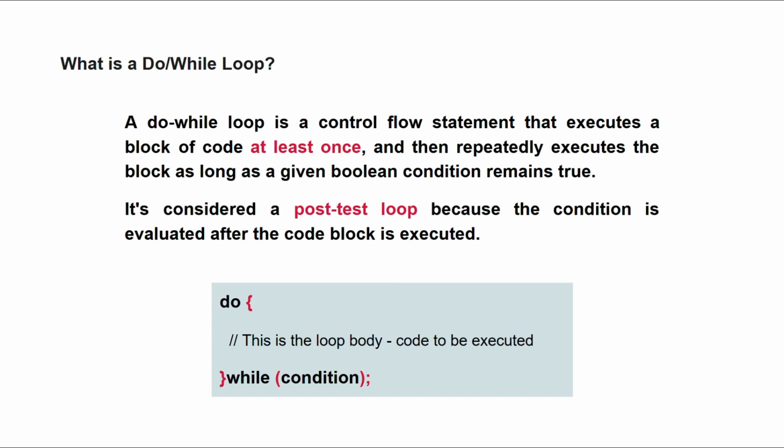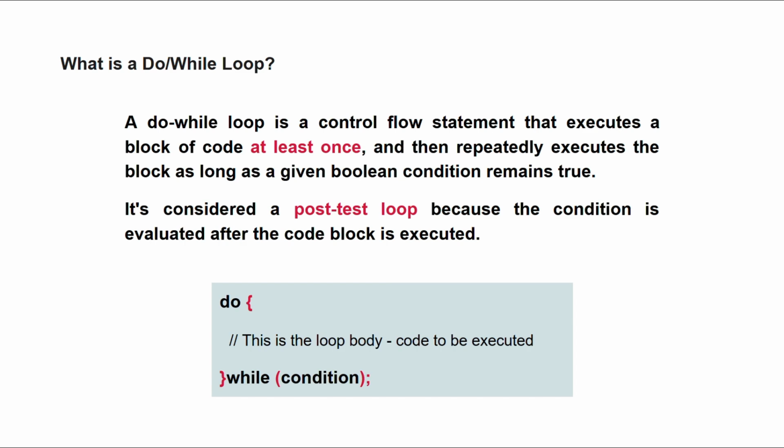Here you can see the syntax: do, then the code block to be executed inside the curly braces, and while with the condition inside the parentheses. The do-while loop always runs at least once, even if the condition is false from the beginning. It checks the condition after executing the loop body.